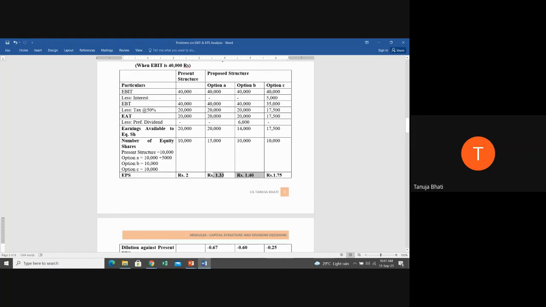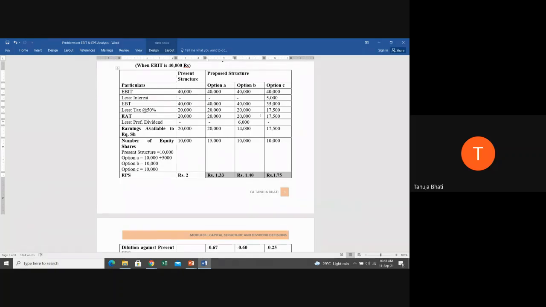Which option will you select among these three options? Which option will you select? 1.33, 1.40, 1.75. Present structure, proposed structure. Which option will you select? Option A, B, or C?